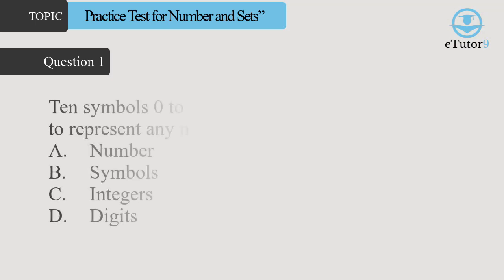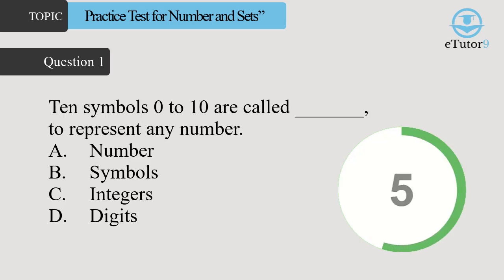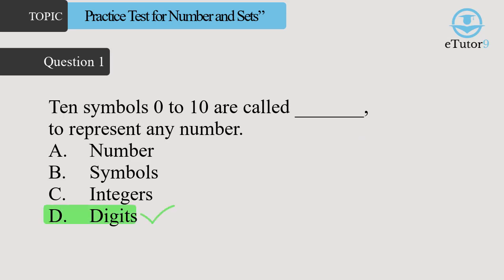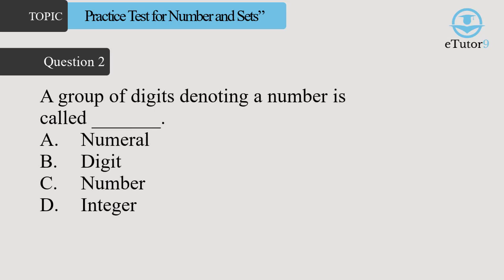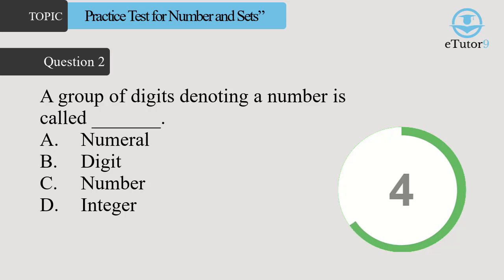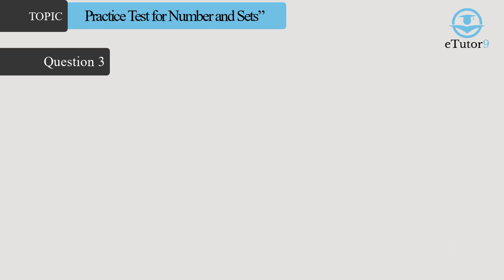Question 1. The 10 symbols 0 to 9 are called dash to represent any number. Answer is D. Digits. Question 2. A group of digits denoting a number is called dash. Answer is A. Numeral.